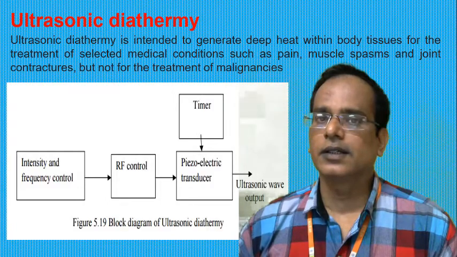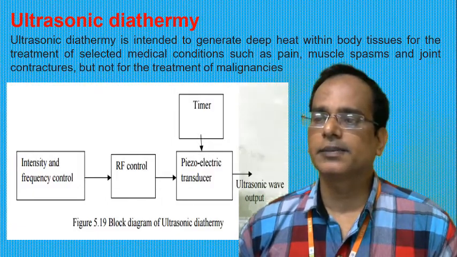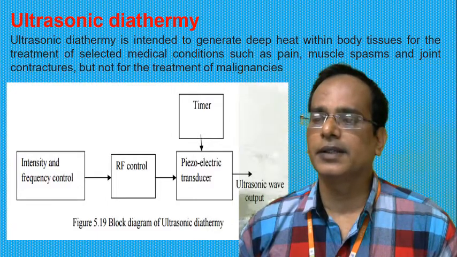Ultrasonic sound is used as diathermy. Ultrasonic diathermy is intended to generate deep heat within the body tissues for the treatment of selected medical conditions such as pain, muscle spasms and joint contractures, but not for the treatment of malignancy. So malignancy cannot be removed with the help of diathermy. Okay, so that is a very important one.